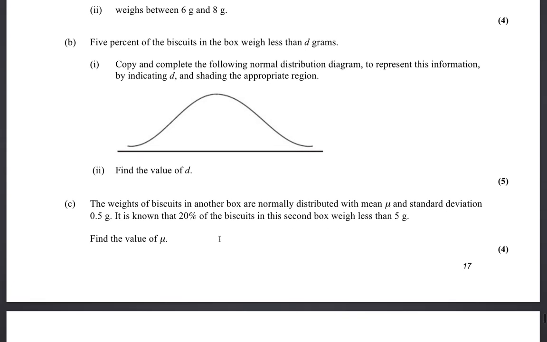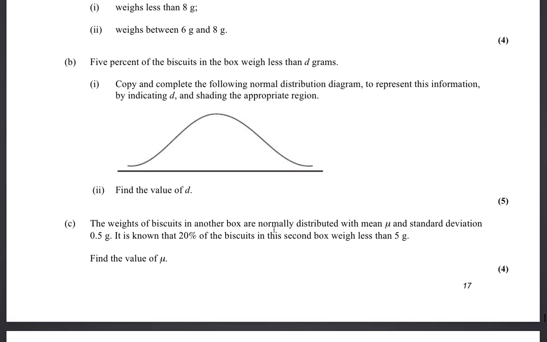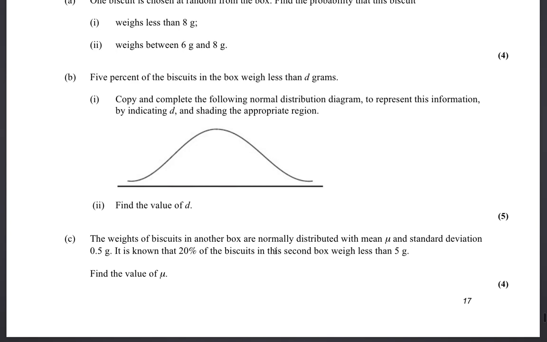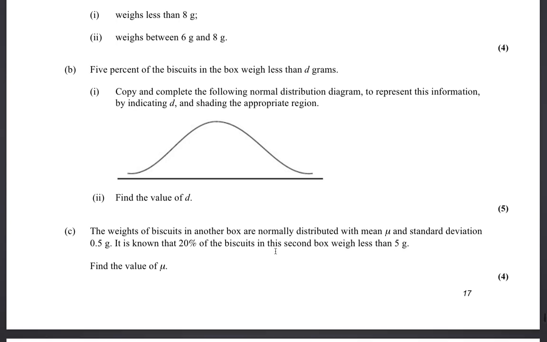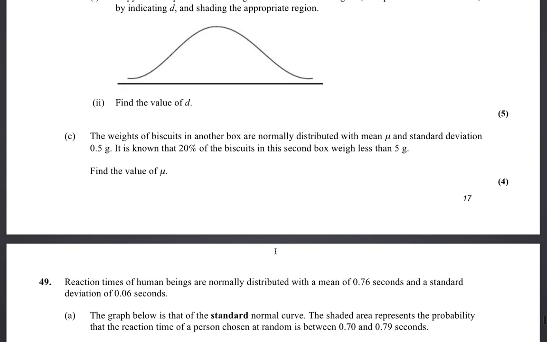Now the last part. The weights of biscuits in another box are normally distributed with mean mu and standard deviation 0.5 grams. It is known that 20% of the biscuits in this second box weigh less than 5 grams. Find the value of mu. Okay, fine. Here you need to get an equation and then solve it. I'm not going to do it here. That is quite simple. So please do it on your own, students.